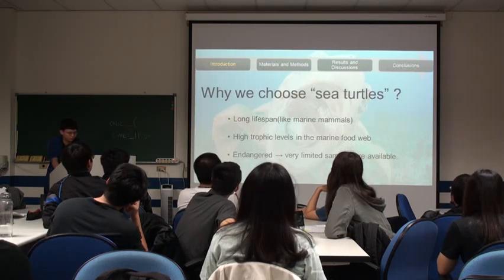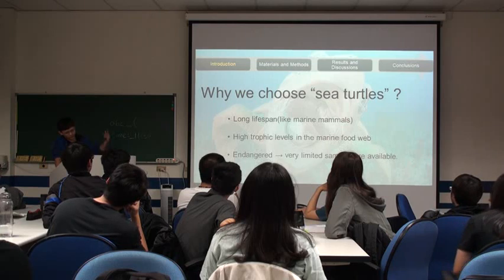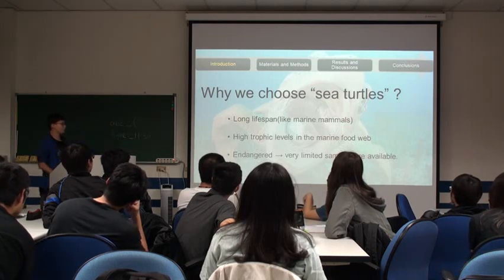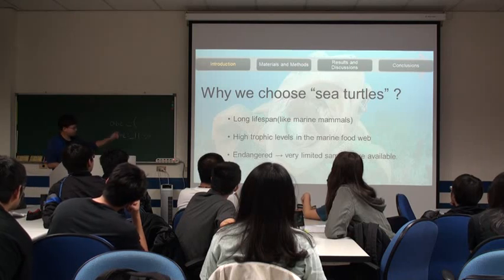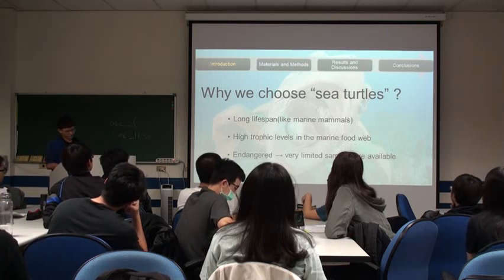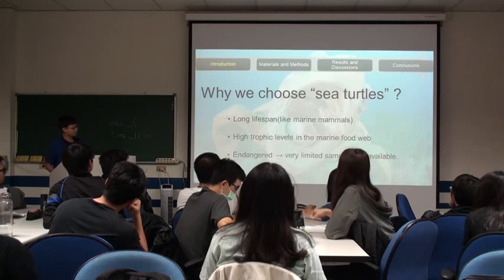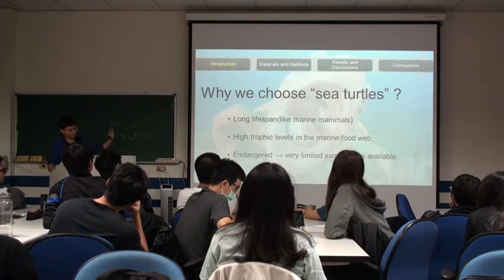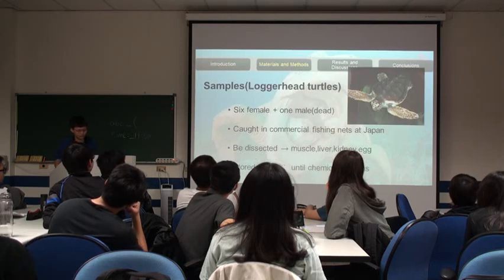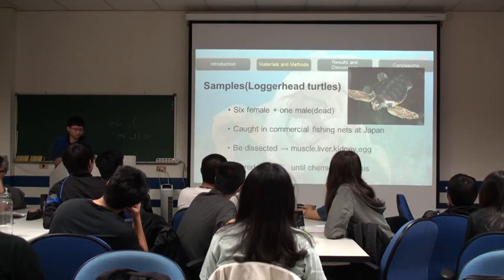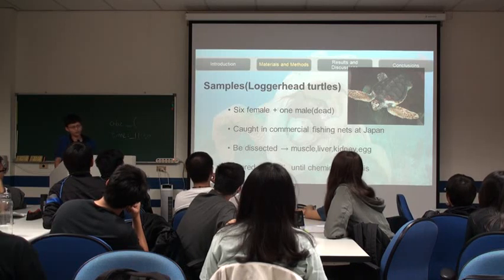And why did we choose sea turtles? Because they have a long lifespan and a high trophic level in the marine food web, and they are endangered, so it's very difficult to catch them. So we chose them. And for our samples, we got 7 loggerhead turtles.